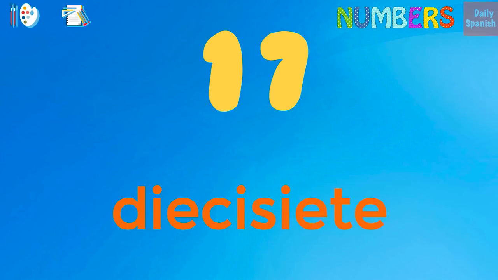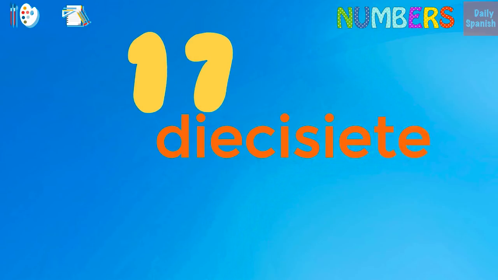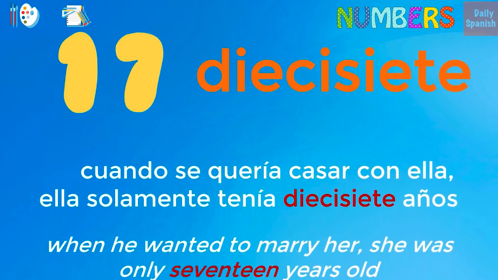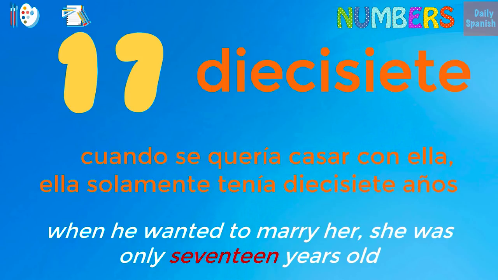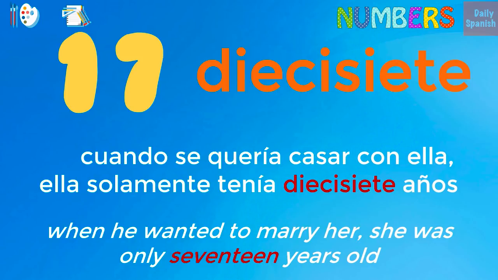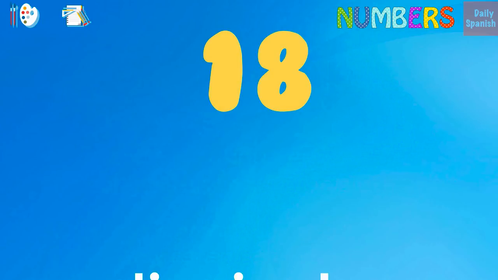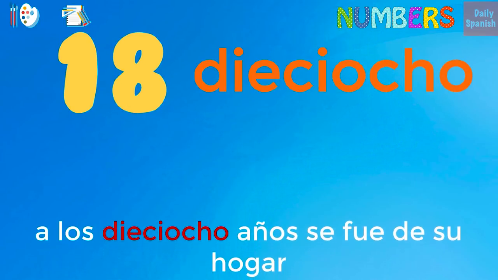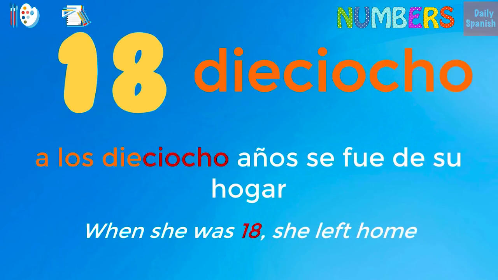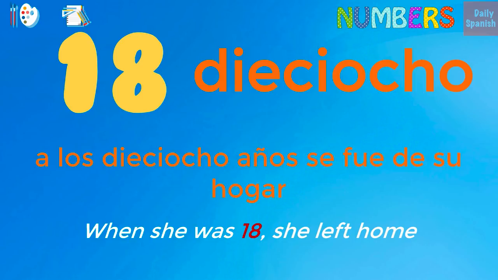Diecisiete. For example, cuando se quería casar con ella, ella solamente tenía 17 años. When he wanted to marry her, she was only 17 years old. Dieciocho. For example, a los 18 años se fue de su hogar. When she was 18, she left home.